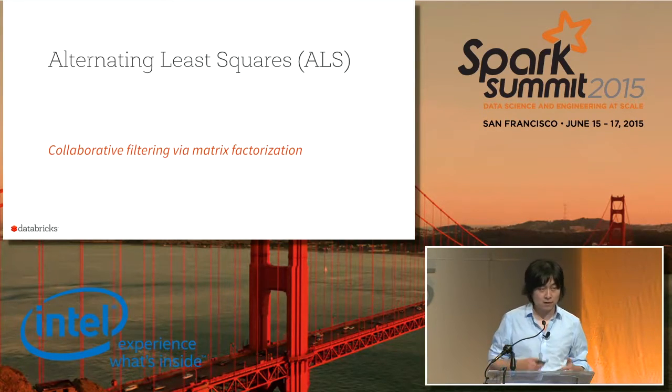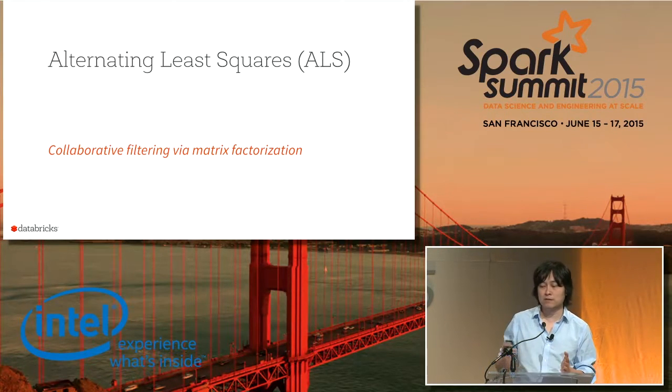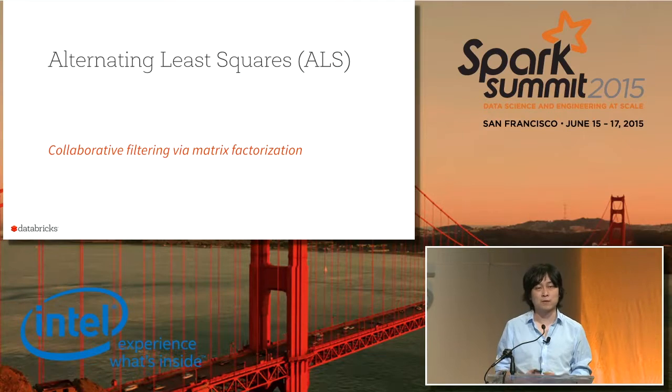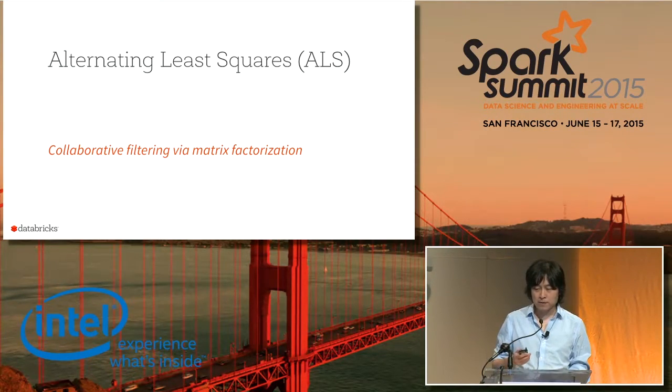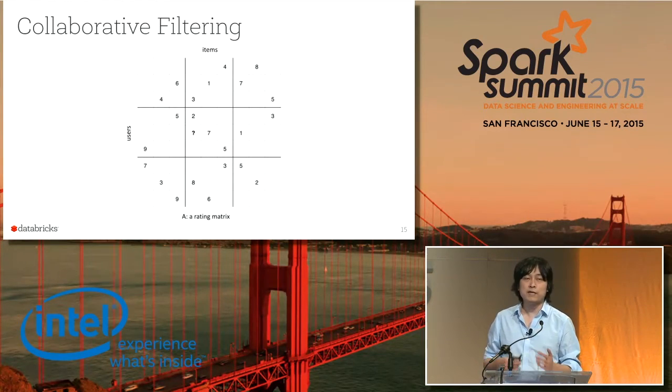OK, that's a brief history of MLlib. And you can go to the website and see a more detailed user guide of MLlib. And let's jump to this recommendation algorithm called alternating least squares. Basically, it's a collaborative filtering algorithm. And for recommendation, usually the input is some rating matrix.